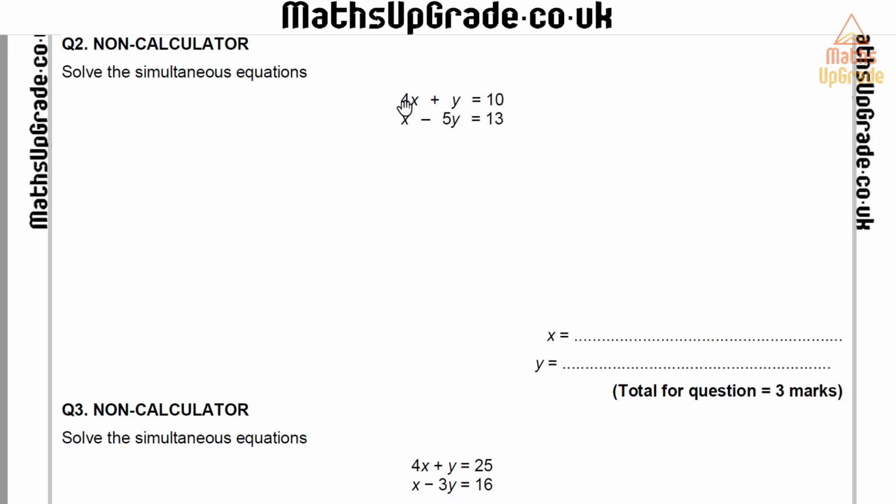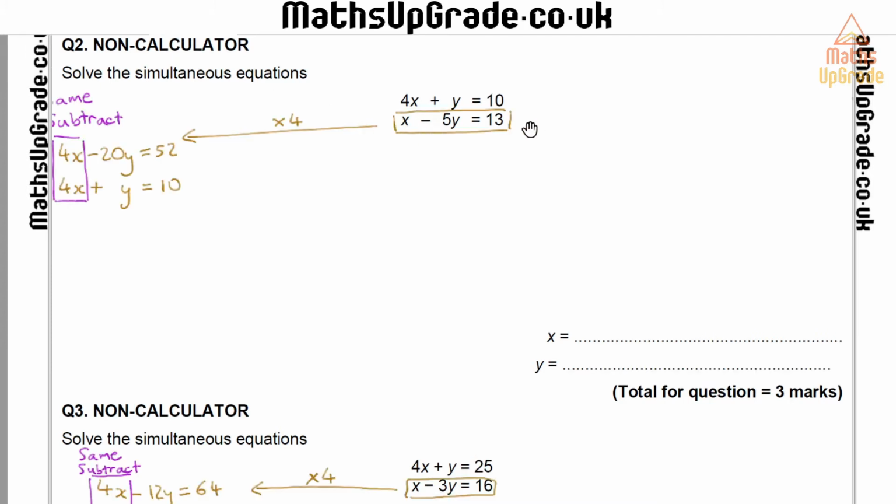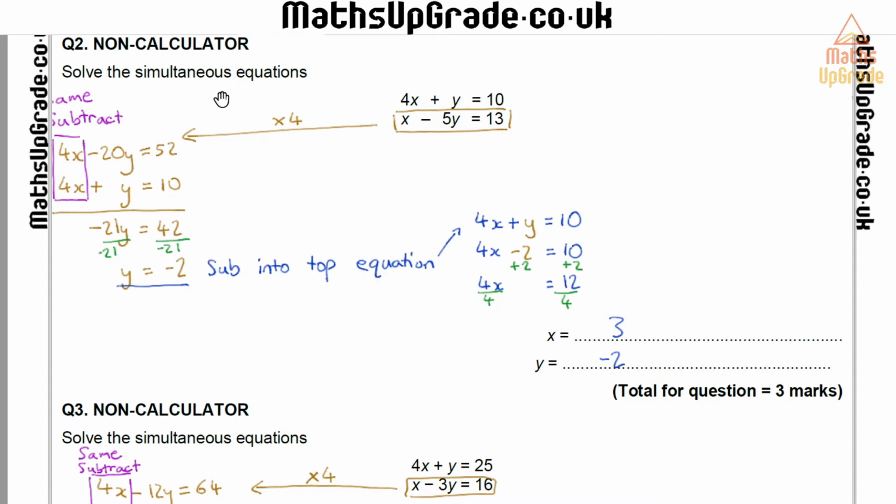I'm going to choose x, and I'm going to multiply this bottom equation here by 4, since I've got 4x on the top. So all of this times by 4 gives me 4x minus 20y equals 52. Now I'm just going to write that top equation underneath it. When writing it underneath, you can see the coefficients of x are the same value. They've got the same sign, so I'm going to subtract these two equations from one another.